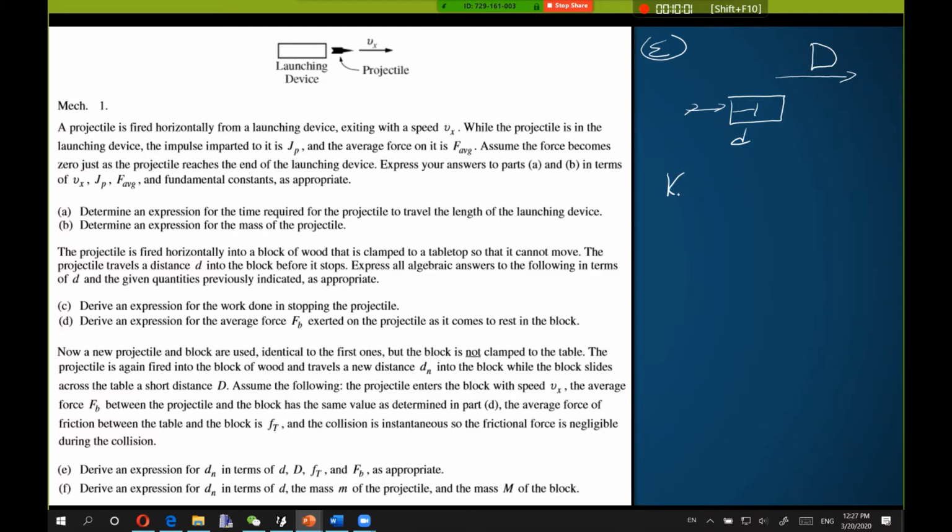Okay, we've got kinetic energy from the projectile. So that's our initial kinetic. Then what's opposing it? Because eventually everything stops. Okay, I've got friction. So the work of friction from the block on the table. And then we've also got the work of the block on the projectile.